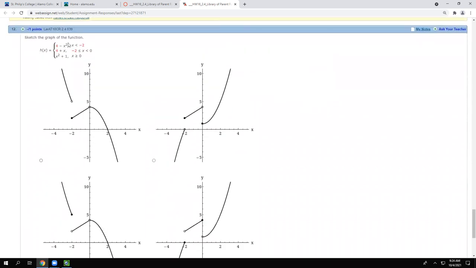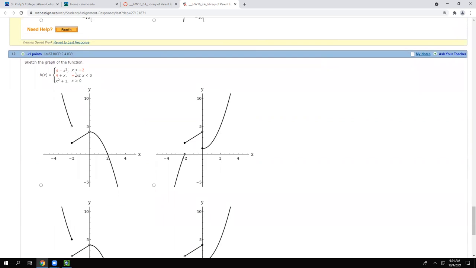Oh God, this was the one I was talking about. Okay, so use those endpoints. You're going to have an open dot at negative 2. Then for this line, you're going to have a closed dot and then an open dot. And then for this bottom one, you're going to have a closed dot, okay? So it's going to be a parabola, a line, and a parabola.